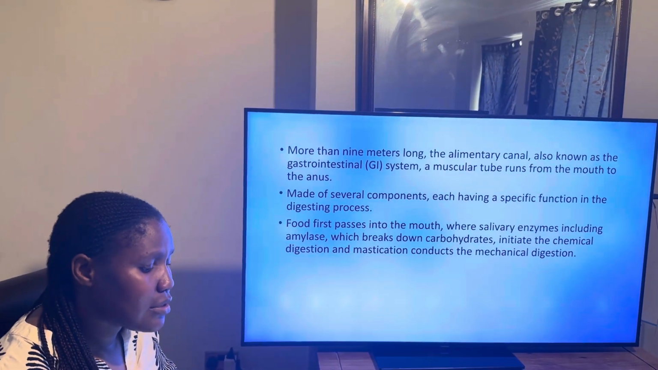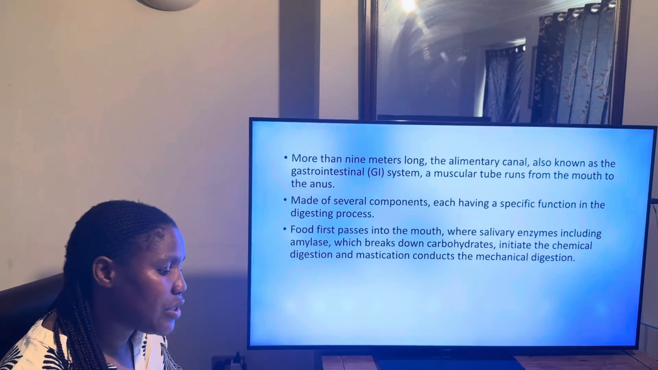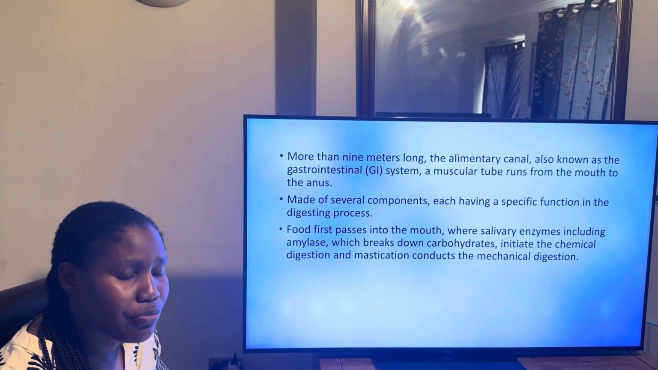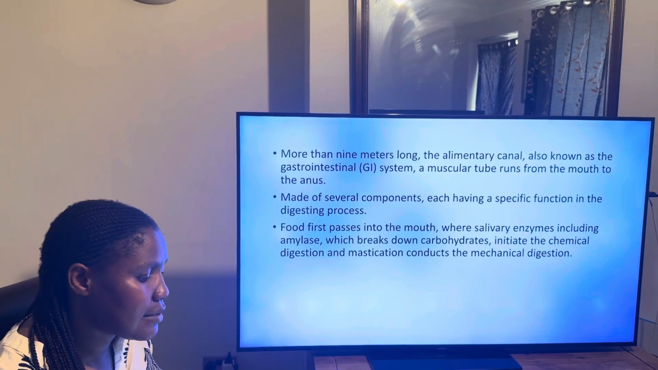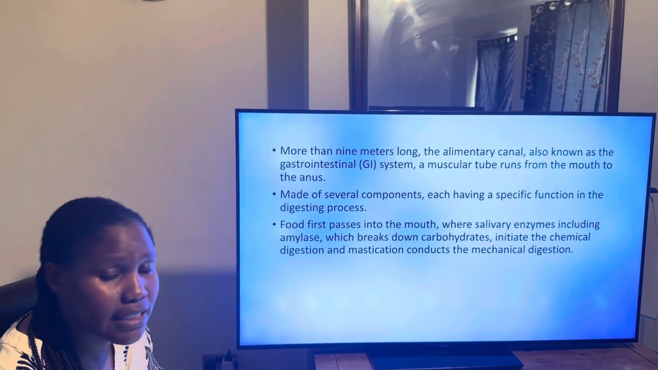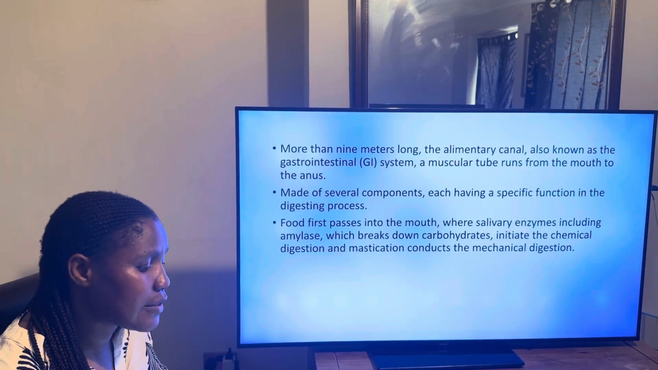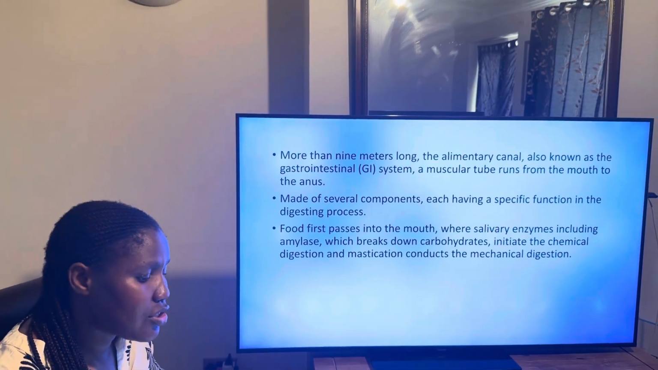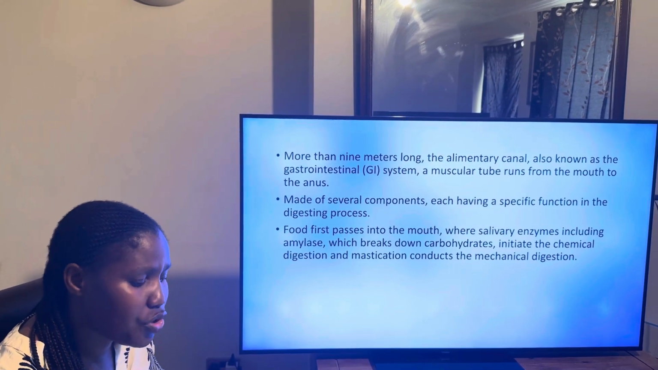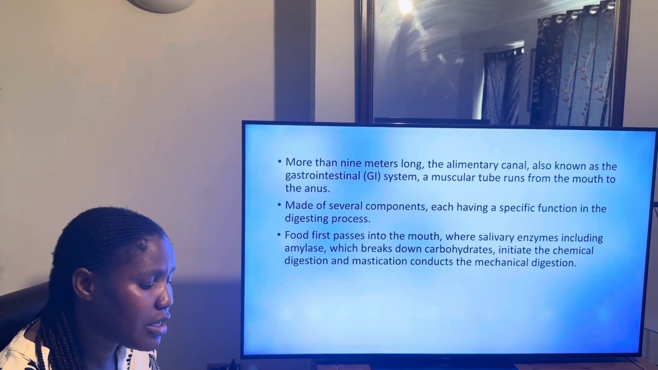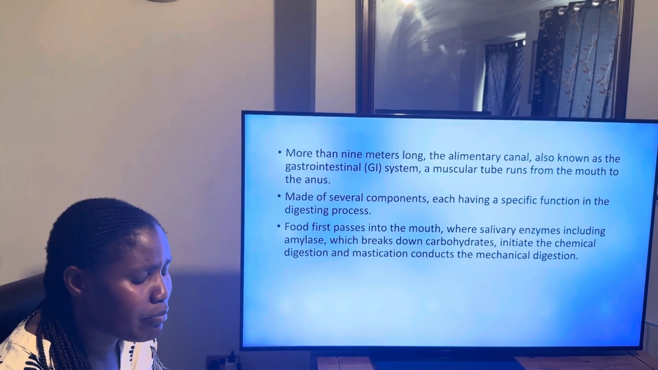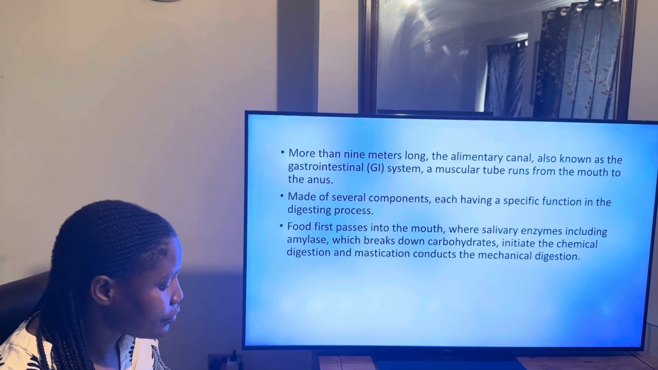More than 9 meters long, the alimentary canal, also known as the gastrointestinal system, a muscular tube, runs from the mouth to the anus, made of several components, each having a specific function in the digesting process. Food first passes into the mouth, where salivary enzymes, including amylase, which breaks down carbohydrates, initiate the chemical digestion, and mastication conducts the mechanical digestion.